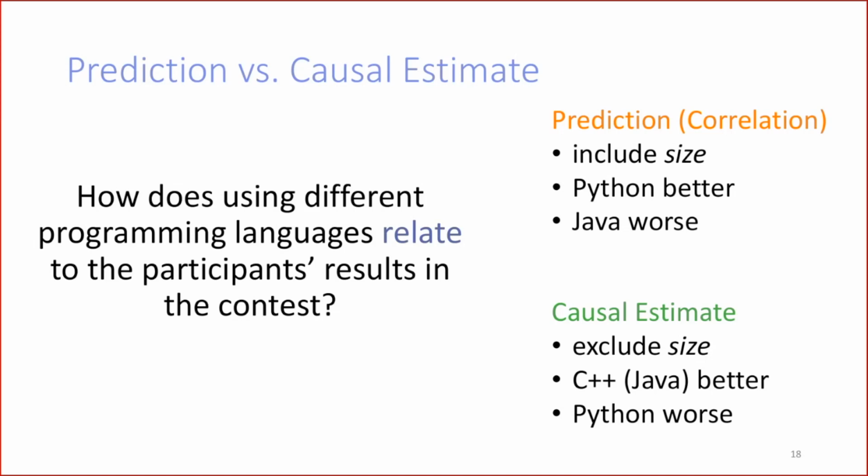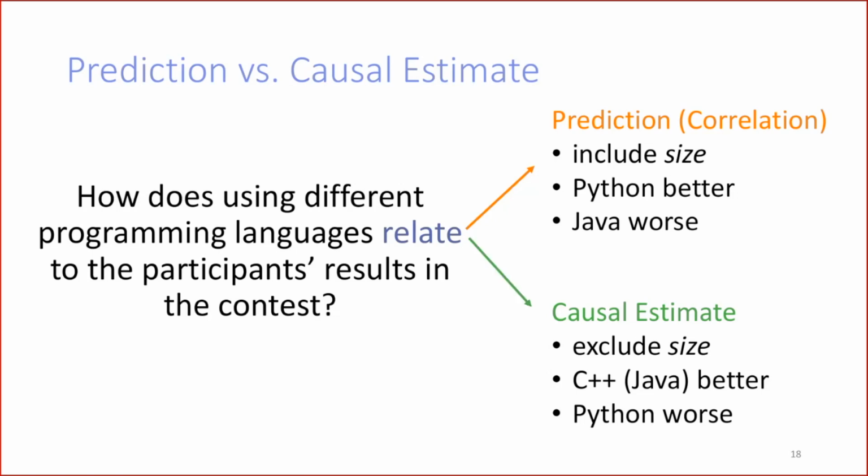So it really depends on how we want to interpret the question, what we want to know. If we only care about prediction, so what is the best statistical model to predict as accurately as possible given this information that we have, the rank of a participant in the contest, then the answer is that we should use the model with size, and Python, for example, has this correlation with better results. So using Python is predictive of better results in this context, fixing everything else.